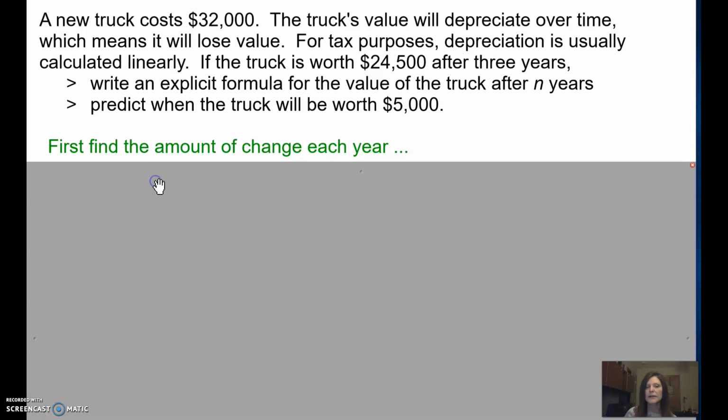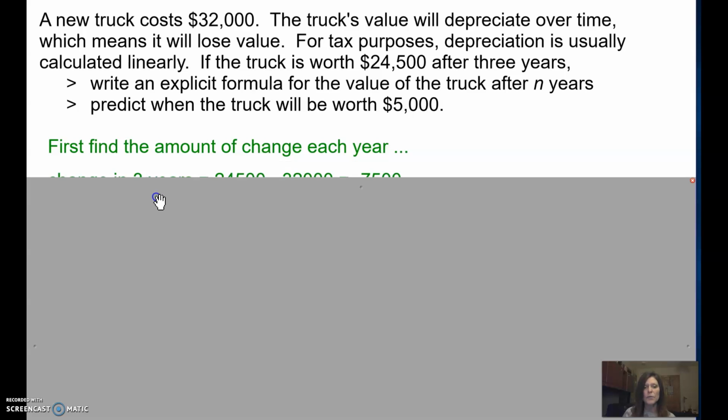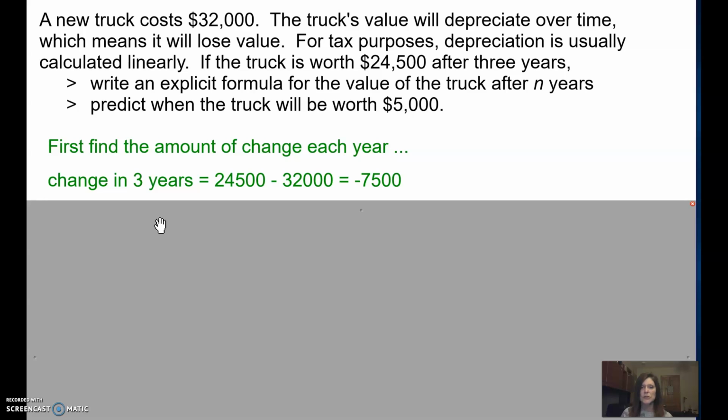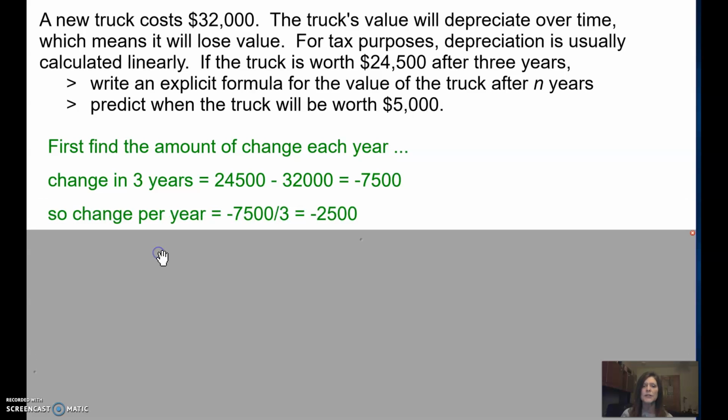Well, what is the change? They didn't tell me directly. I know what it went from and to, and I know how long it took, so I'm going to use that information. So the change in those 3 years is 24,500 minus the original 32,000, a negative 7,500. When you start with the current minus the original, the answer is going to have the sign telling you if it's gone up or gone down. So in this case, I know it is definitely going down. And the change per year, since it was over a period of 3 years, would be minus 2,500 per year.